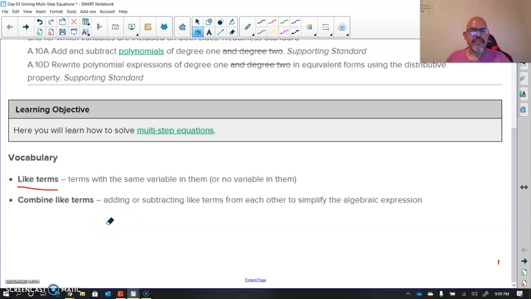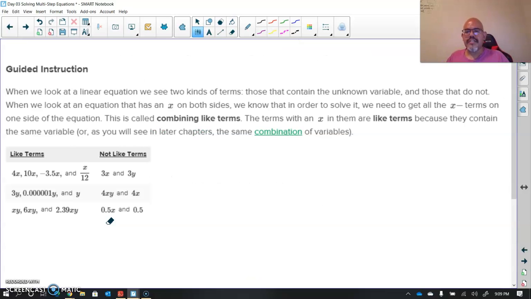So, first off, we're going to be looking at some vocabulary. So, you have like terms and combining like terms. And we'll talk about everything at length. So, like terms were something like 4x plus 10x minus 3.5x. All of these are like terms because they all have the same variable connected to them. They all have the same degree, a degree of 1 in this case.